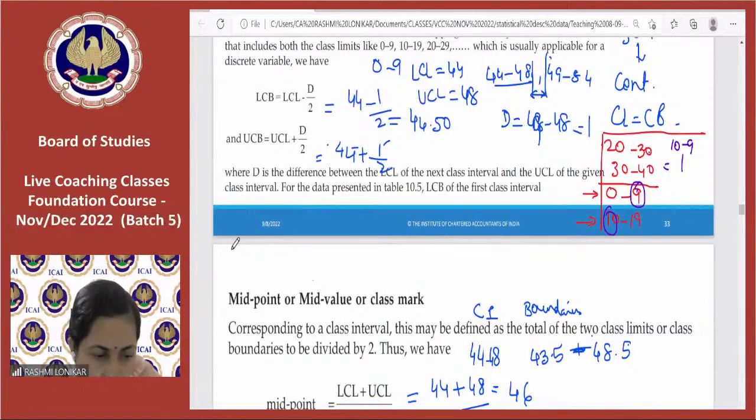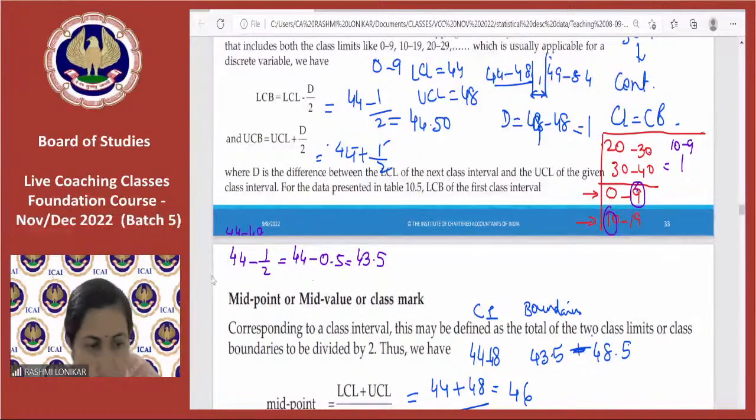So, 44 minus 1 upon 2, which is equal to 44 minus 0.5, which is equal to 43.5. For this class interval, we are talking about the class interval 44 to 48. Now, this is your lower class boundary.